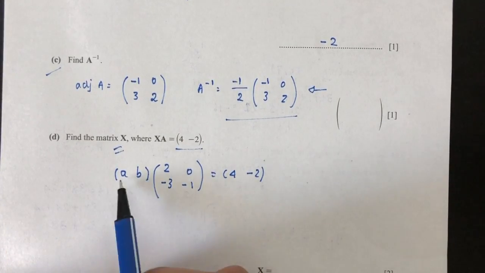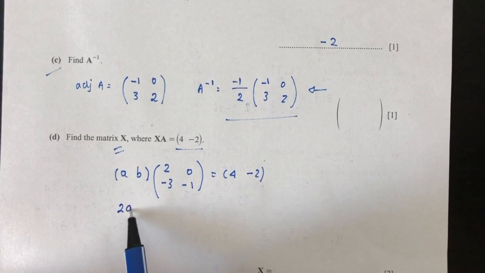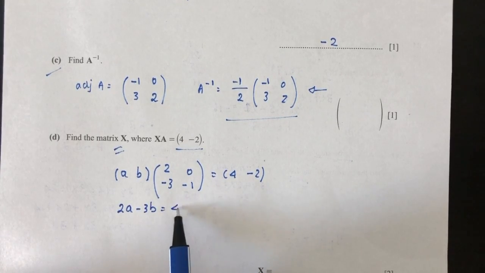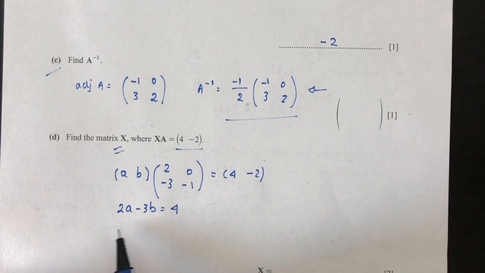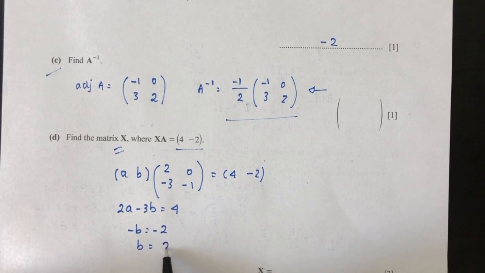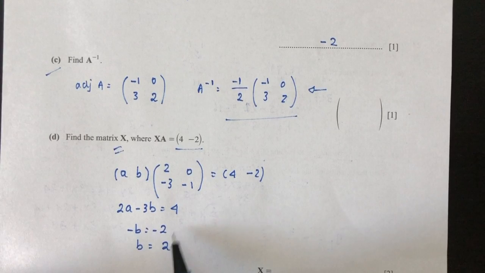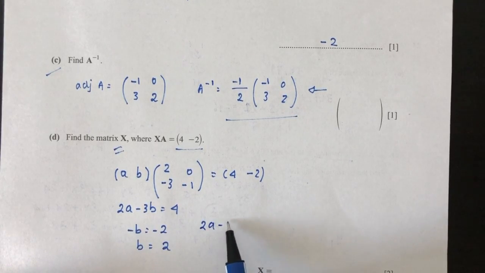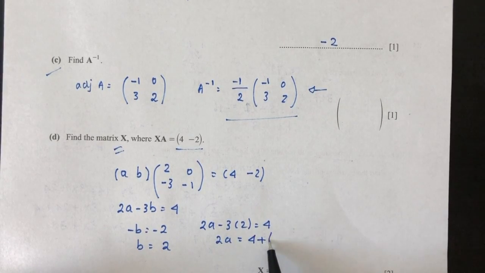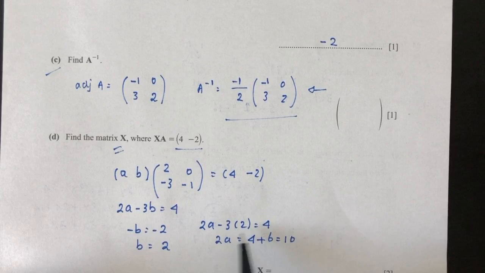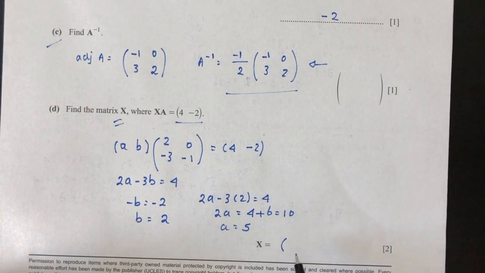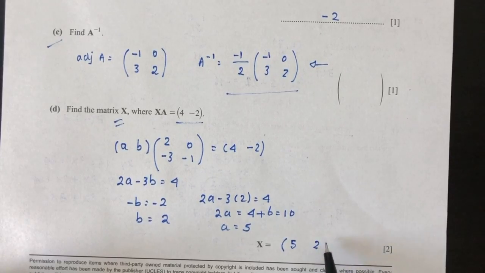So if you expand, you will have 2a minus 3b equal to 4. That's your first equation. And then you will have minus b equal to minus 2, which is b equal to 2. So going back to here, we have 2a minus 3 times 2 equal to 4. So 2a equal to 4 plus 6, which is 10. And a will be 5. So X will be equal to 5, 2.